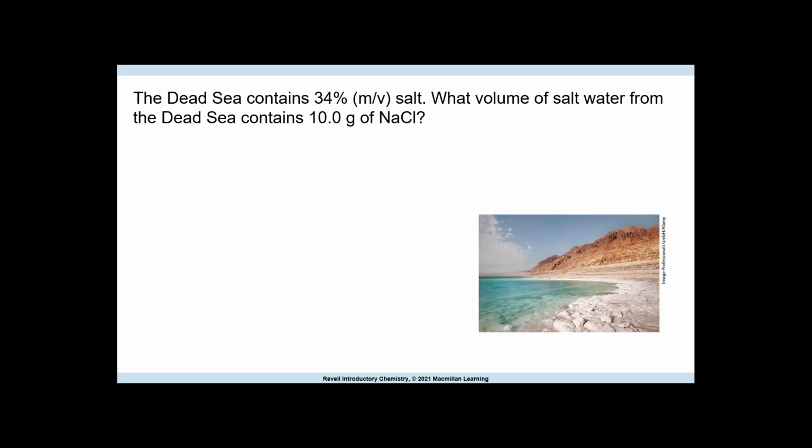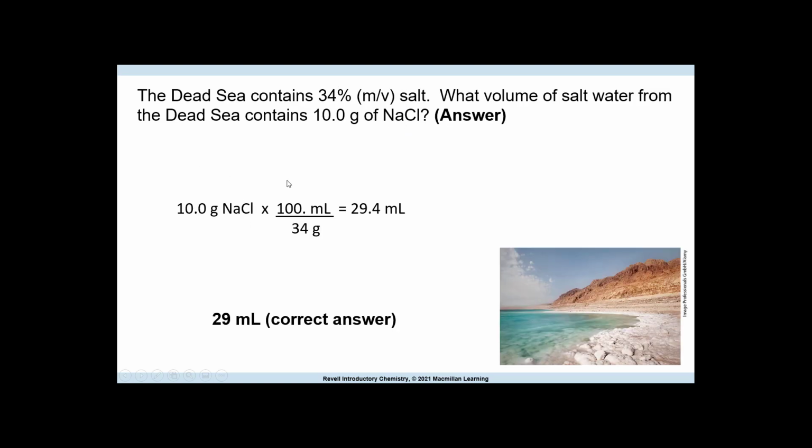The Dead Sea contains 34% mass by volume of salt. What volume of salt water from the Dead Sea contains 10 grams of sodium chloride? So in this case, you are going to use the percent, and this is where people get confused with percent. Remember, percent means out of 100. So this is telling you the units that have to be used, and you can flip it any way you want to. So if you have 10 grams, then this means that the mass is 34 grams out of 100 mils. Where did the mils come up from?